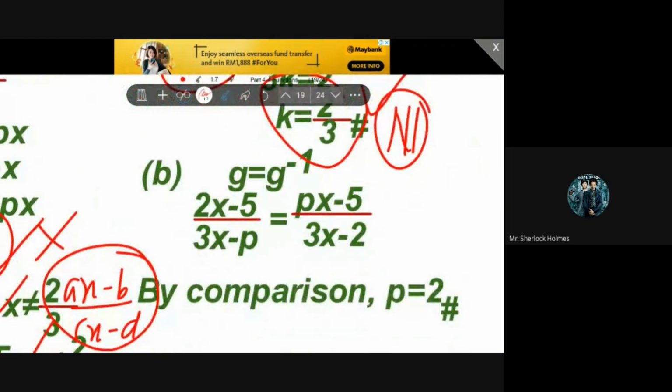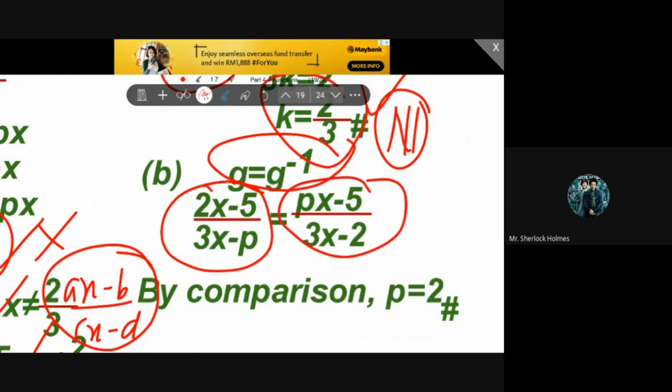G equals G inverse, right? They tell this assumption. So these are the functions we got earlier. So can you see the similarity or not? Px and 2x. Perkali bagi x ialah 2 dan P. Maksud kita boleh assume P sama dengan 2 sebab kita compare kedua-dua belah equation. We compare both sides of the equation.